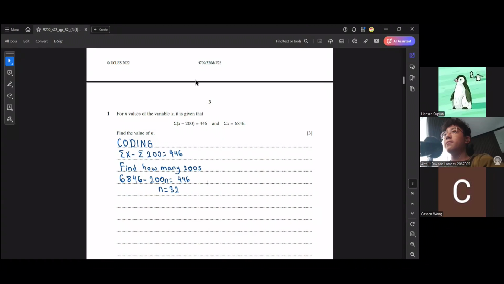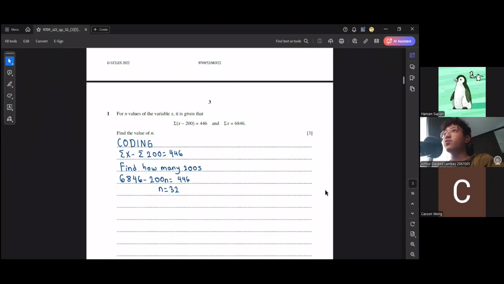Okay, so now I'm gonna explain number one. It states that for n values of the variable x, it is given that sigma (x minus 200) equals 446, and sigma x equals 6846. So find the value of n.